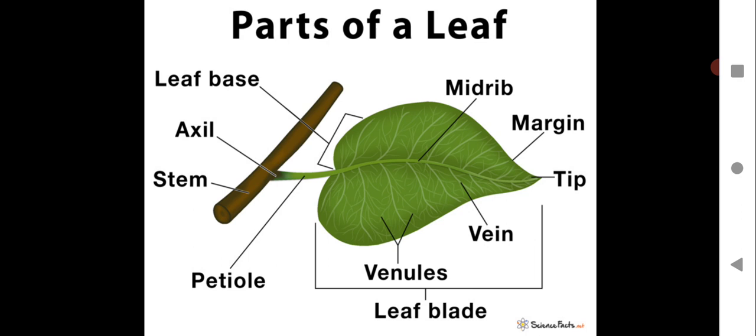So I hope these parts of a leaf are very clear to you all, children. And please neatly draw the diagram. If you want to color it, please do the coloring part of this. It will look very neat.